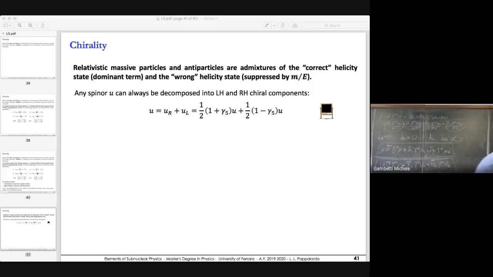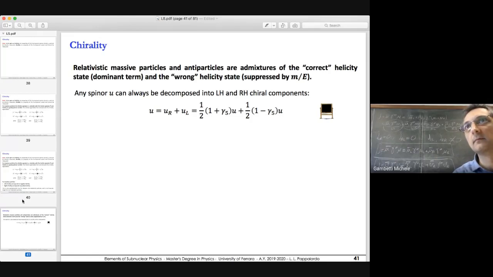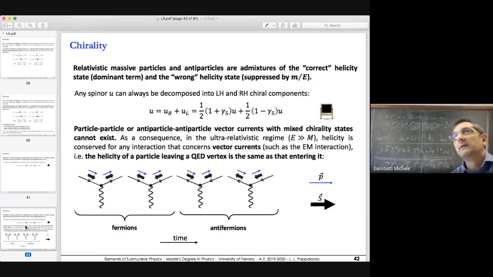So let's try to interpret this result. I come back to the slide. So what we found is that particle-particle or antiparticle-antiparticle vector currents with mixed chirality states cannot exist. They are exactly zero.